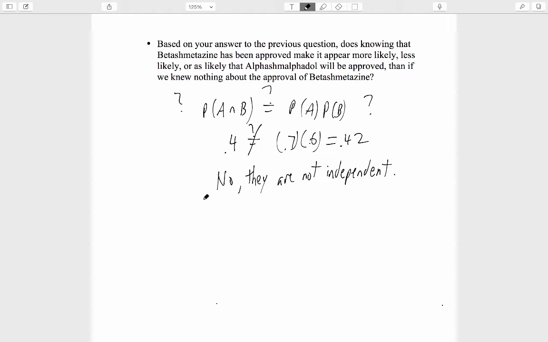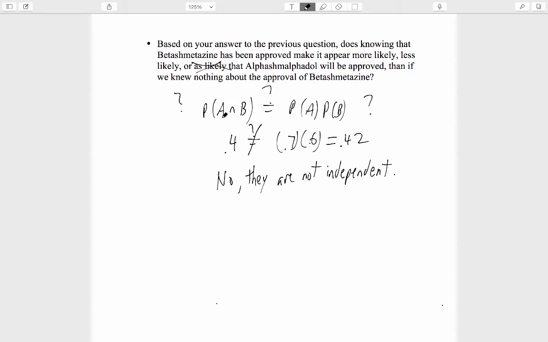The follow-up question here is actually quite similar to the follow-up question we've asked for many other problems. Based on your answer to the previous question, does knowing that beta-schmetazine has been approved make it appear more likely, less likely, or as likely that alpha-schmalfidol will be approved than if we knew nothing about the approval of beta-schmetazine? The fact that A and B are not independent means that this possibility is ruled out. Knowing that beta-schmetazine has been approved does influence our assessment of the likelihood of alpha-schmalfidol being approved. That's what it means that they are not independent. But in which direction is this influence?